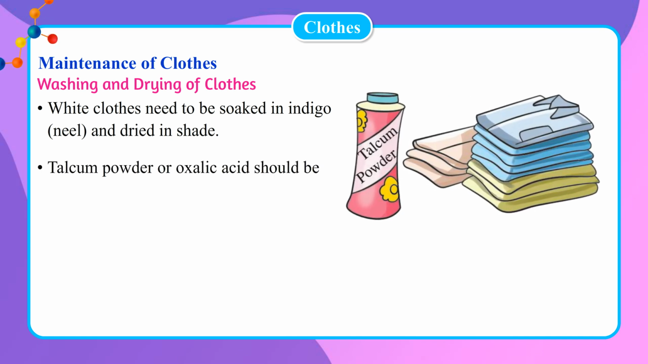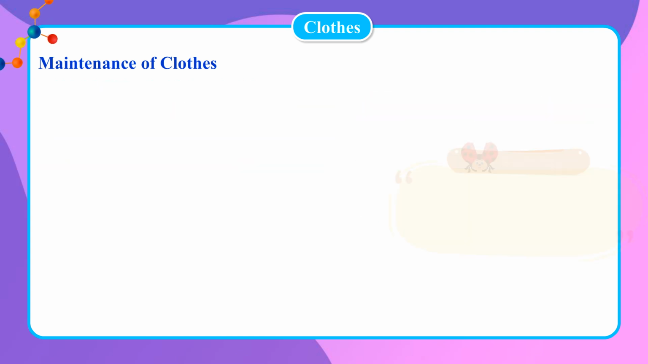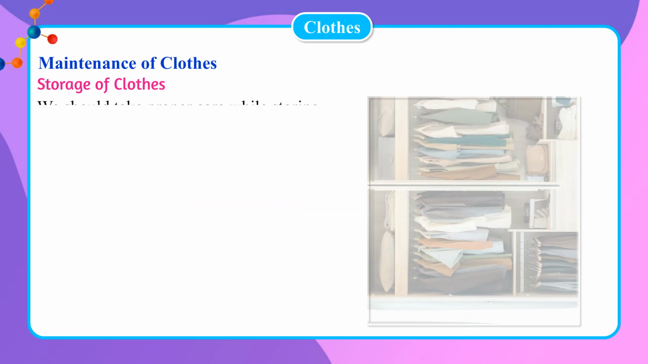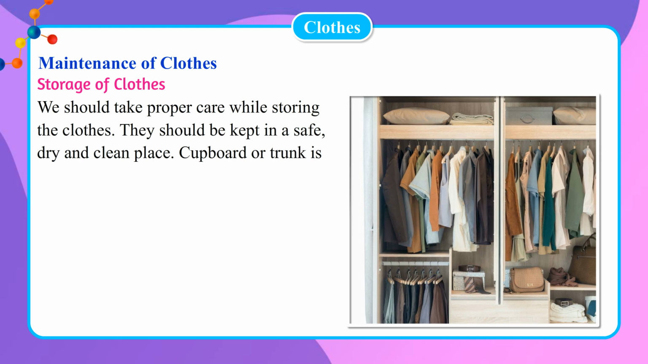Talcum powder or oxalic acid should be used to remove stains from the clothes. Fact file: baking soda is also used to remove stain from the clothes. Storage of clothes. We should take proper care while storing the clothes. They should be kept in a safe, dry and clean place.